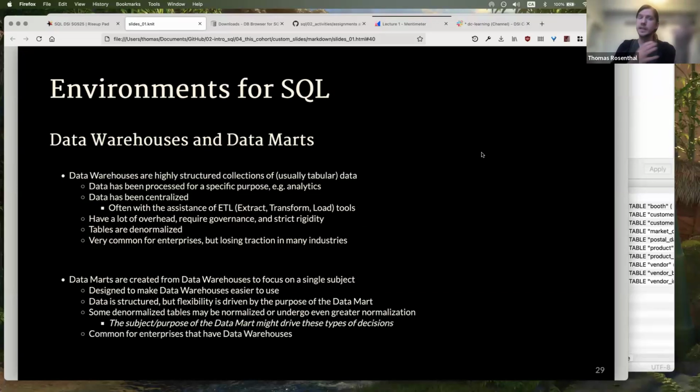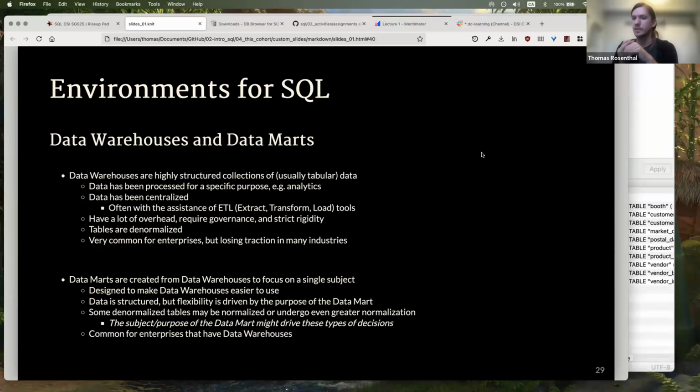When you have data warehouses, you tend to also have data marts. A data mart will be created from the data warehouse to focus on a single subject. So you could think sales, for example. It's designed to make the data warehouse a lot easier to use because data warehouses are really hard to query from. The data tends to be structured but flexible.